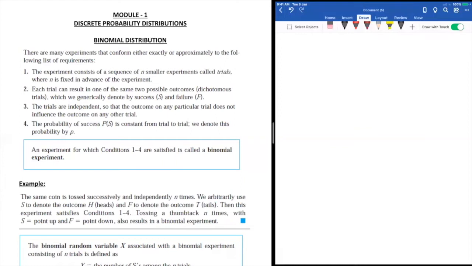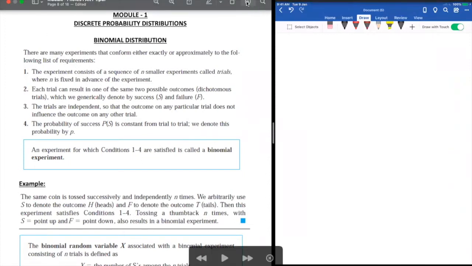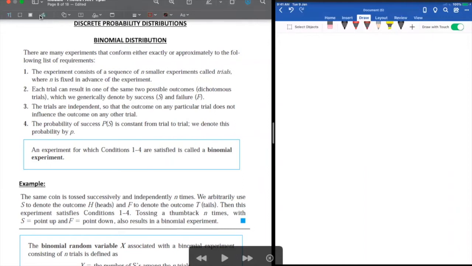Binomial distribution. So binomial distribution is a discrete probability distribution. Before going to discuss binomial distribution, consider the binomial experiment: an experiment which satisfies four conditions is called a binomial experiment. An experiment for which conditions 1 to 4 are satisfied is called a binomial experiment.